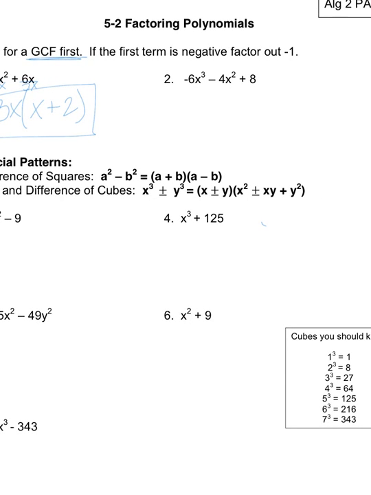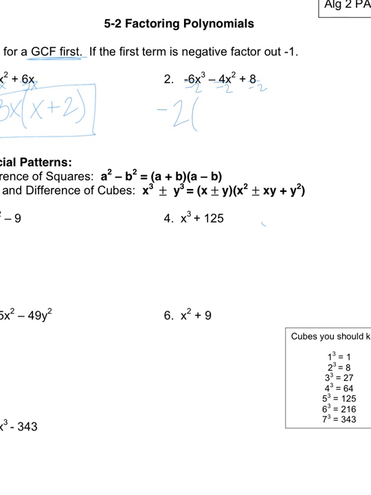So notice the first term is negative, so I'm going to go ahead and put a negative here because we always want that first term to be positive. And we have negative 6x cubed minus 4x squared plus 8. The GCF of all three of these would be a 2. And then notice that last term does not have an x, so we can't take an x out if they all don't have it in common. So the only GCF we would have is a -2. So I would divide each one by -2.